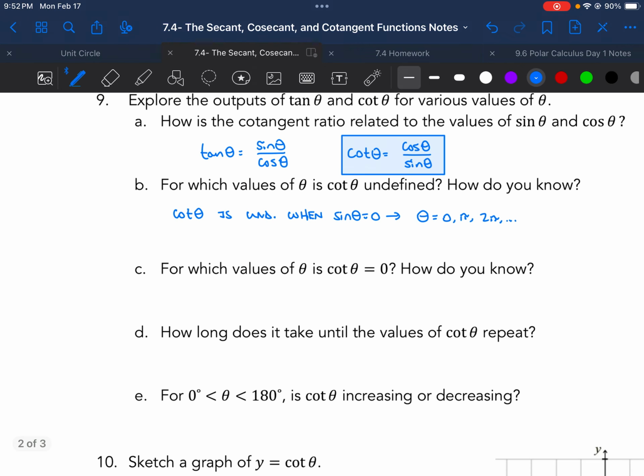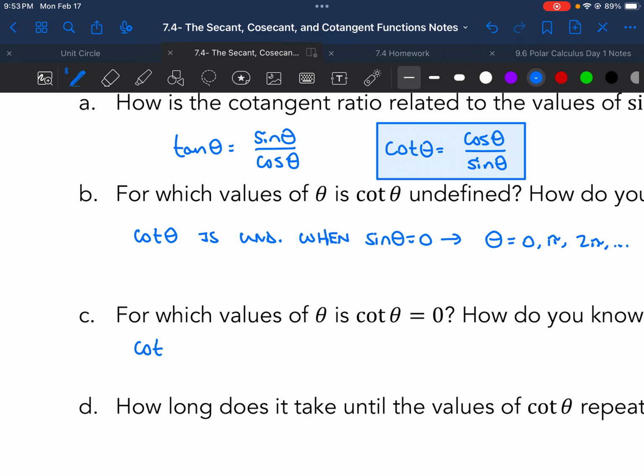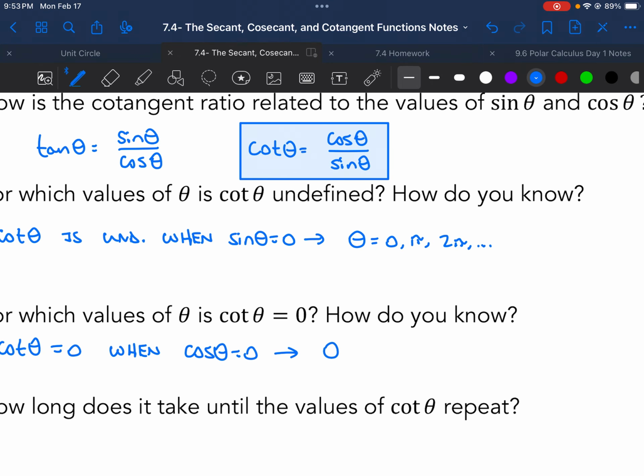All right, for which values of theta is cotangent of theta 0? Cotangent of theta will be 0 whenever the top is 0, whenever cosine is 0. All right, and cosine of theta equals 0 at those odd pi over 2's. Pi over 2, 3 pi over 2, 5 pi over 2, so on and so forth. All right.